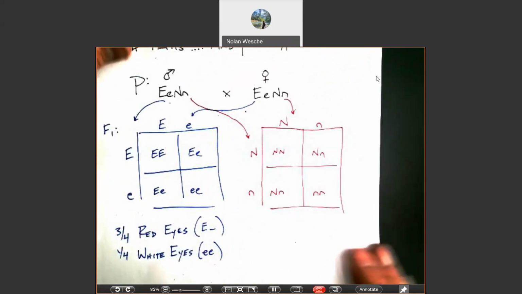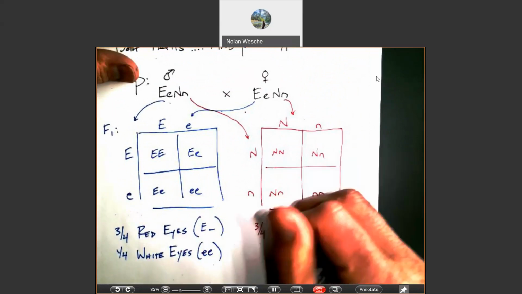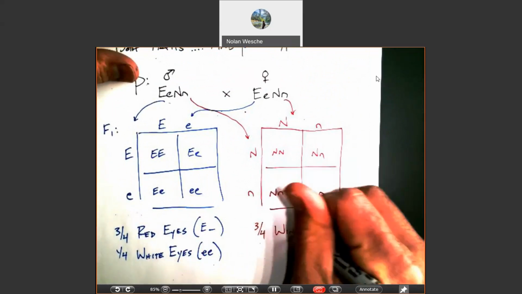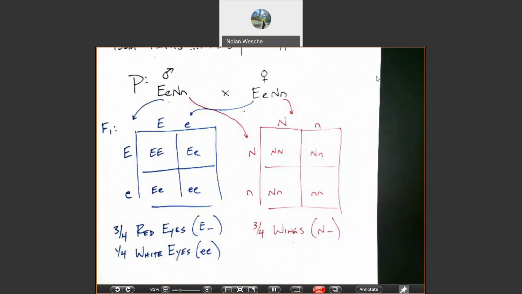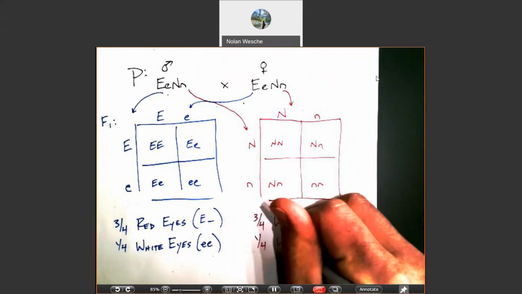And we're going to say that 3 out of 4, again, have wings, because of the dominant allele. And then 1 out of 4 are wingless. They don't have wings.